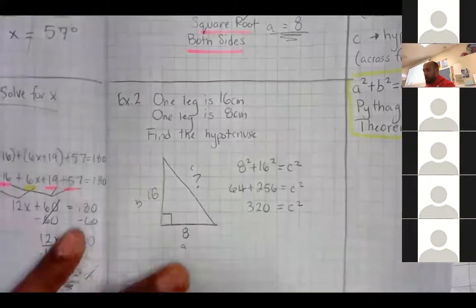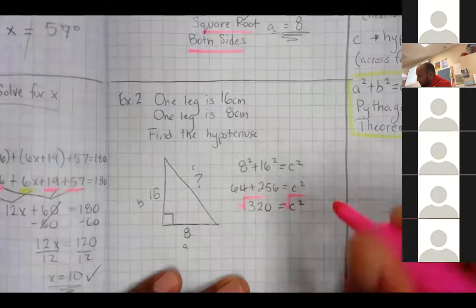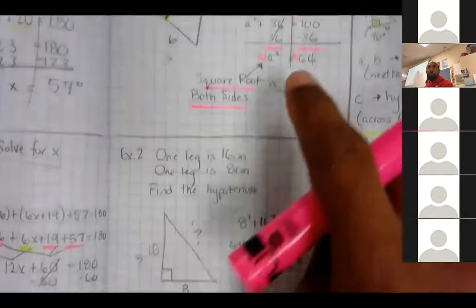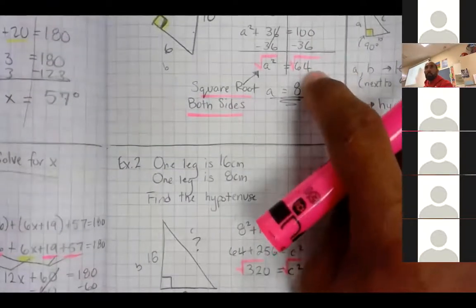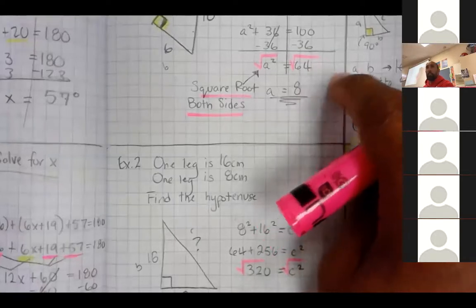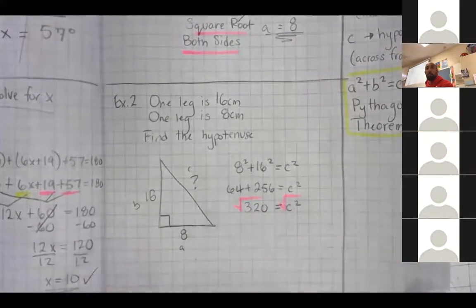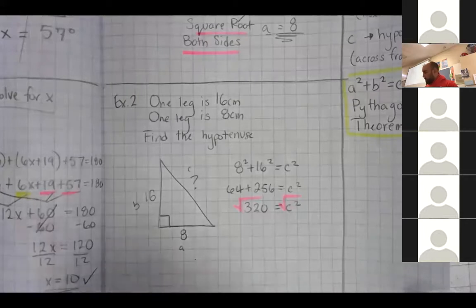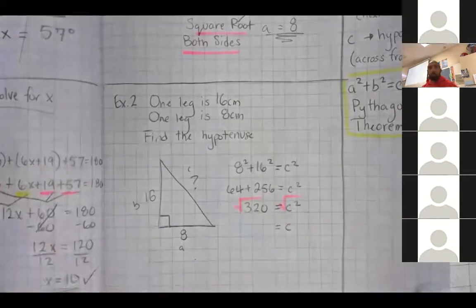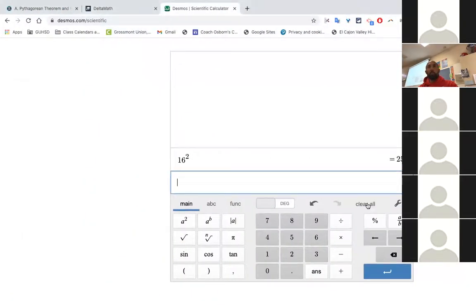Okay, just like before, we're going to square root both sides. And remember, we only square root once we're simplified down to one number. So you don't want to simplify like 64 minus 36 or something like that. You should only have one number over here in the square root when you do that. Okay, so now we're going to use Desmos to figure out the square root of that. So I'll hit the square root button first, and then I'll type 320.